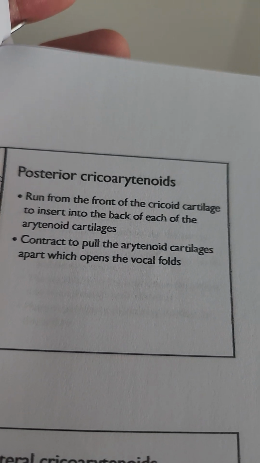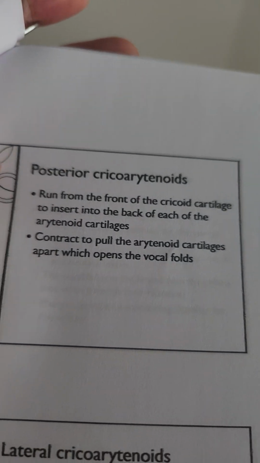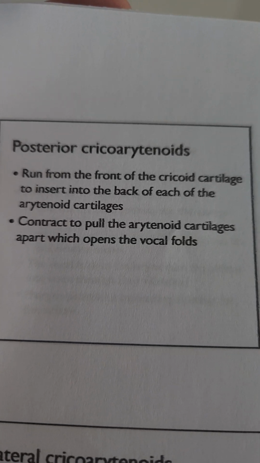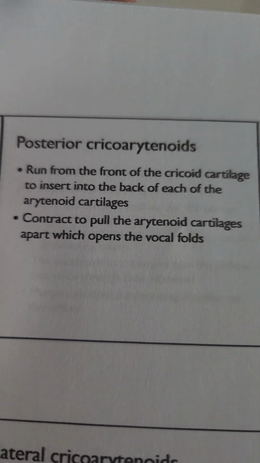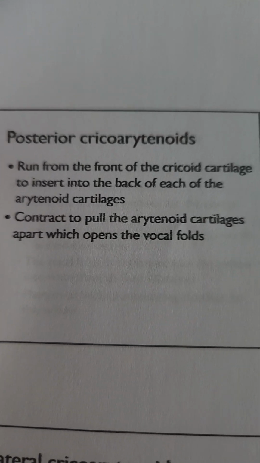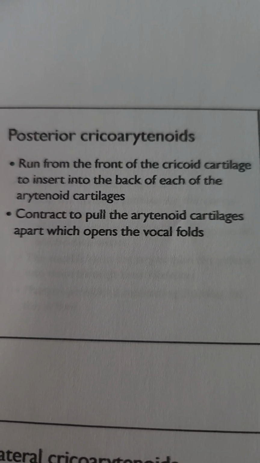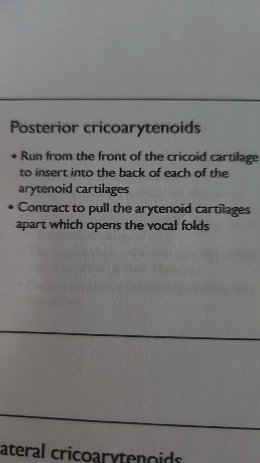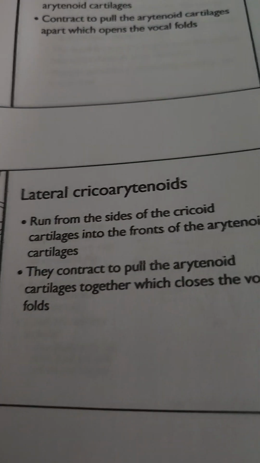Posterior cricoarytenoids run from the back of the cricoid cartilage to insert into the back of each of the arytenoid cartilages. They contract to pull the arytenoid cartilages apart, which opens the vocal folds.